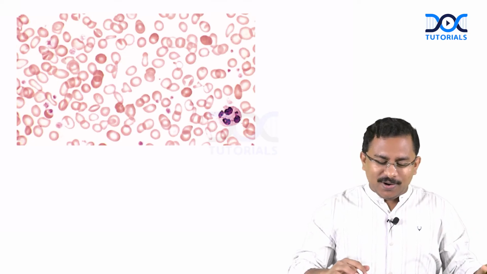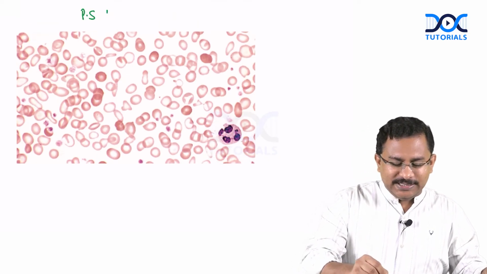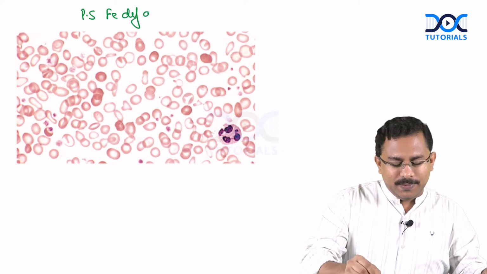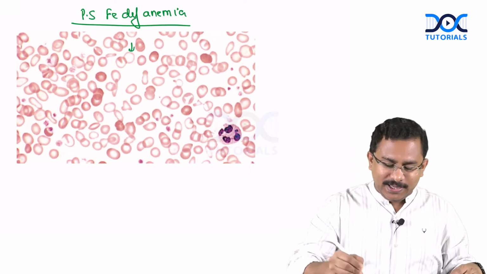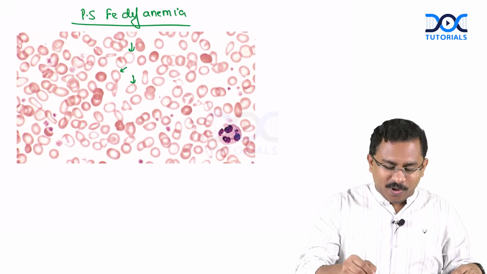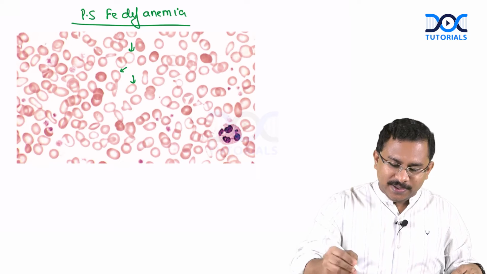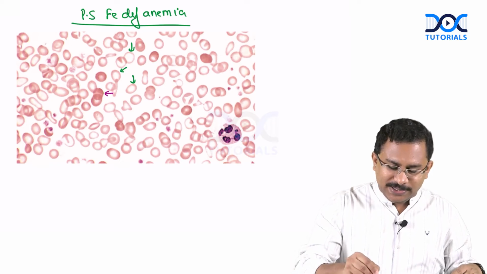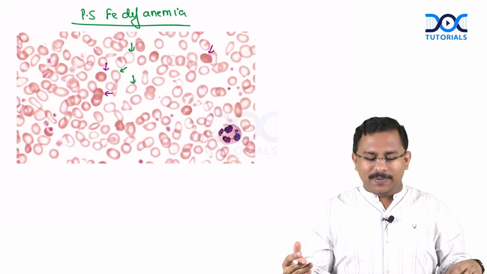So what are you seeing on picture here? This is a peripheral smear of iron deficiency anemia. Yes, you can see marked hypochromia here. In contrast, you are seeing some normal RBCs also, but again, obviously you are seeing microcytic hypochromic blood picture.